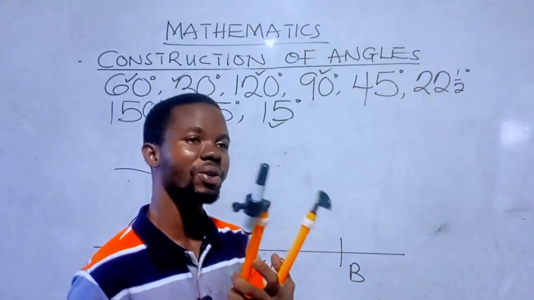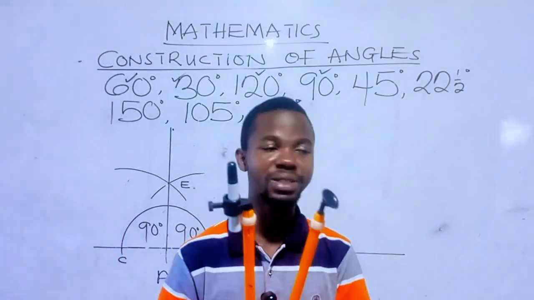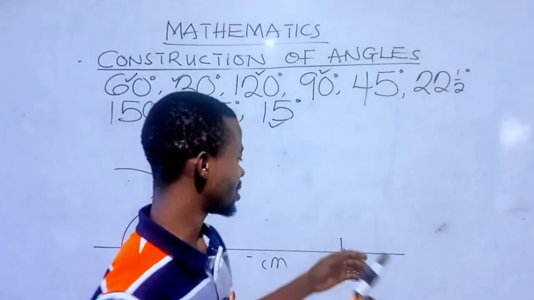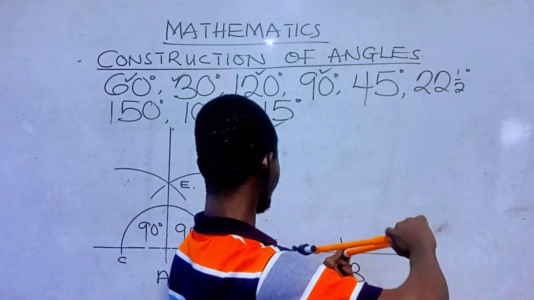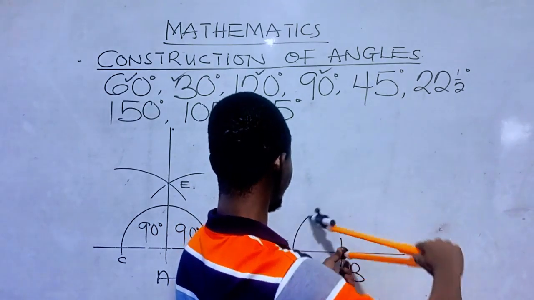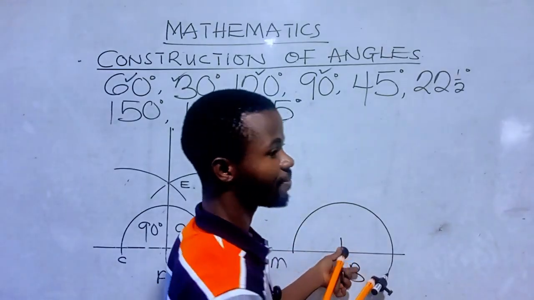So you take your compass and you open to a reasonable radius about 2 centimeters. Then you stand at B. You make your semicircle like this.